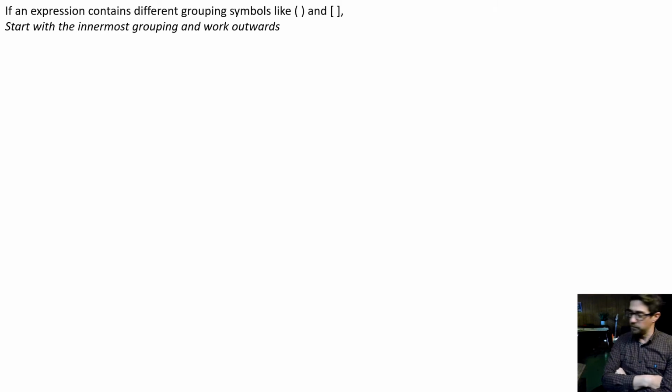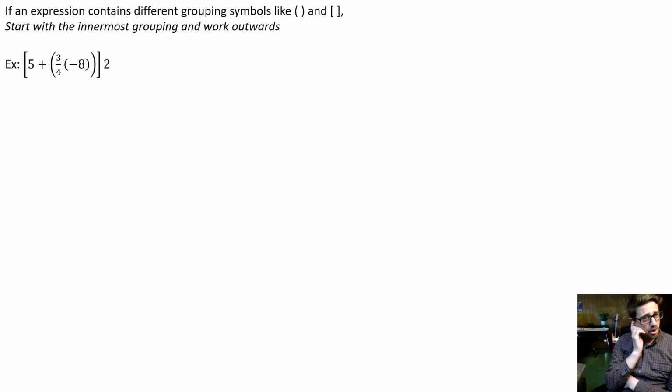So if we have more than one type of grouping symbol, braces are a different thing. Or I'm sorry, those are brackets. Braces are the flowery brackets. So you start in and you work out. You start with the innermost bracket or parenthesis or whatever it is, and then you move outwards like this.